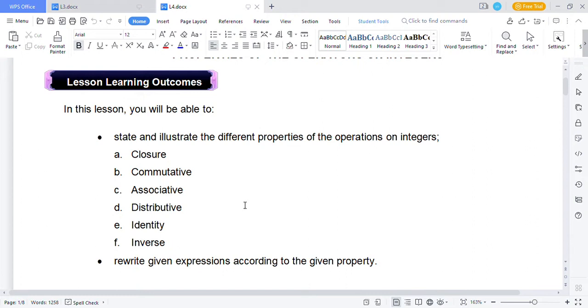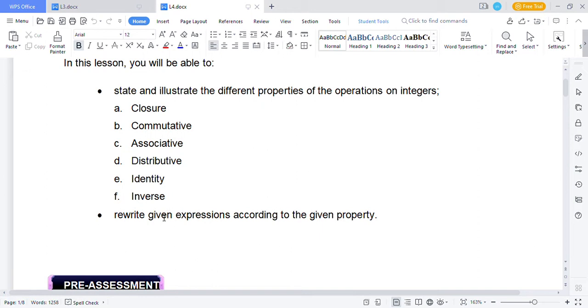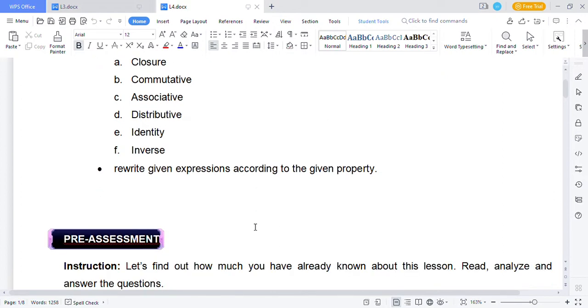So what are the different properties of the operations on integers? We have here the closure, commutative, associative, distributive, identity, and inverse. So we have 6 properties of the operations on integers. The second one is you will also be able to rewrite given expressions according to the given property.